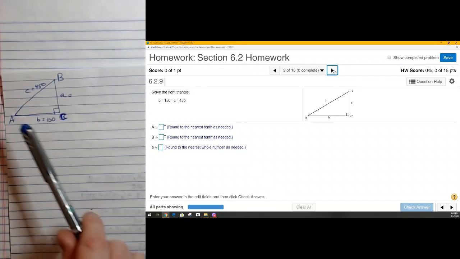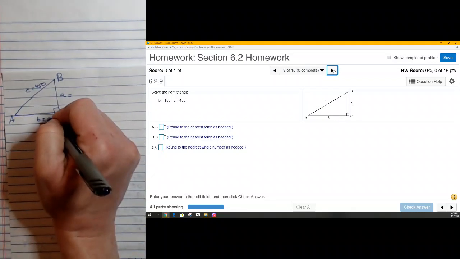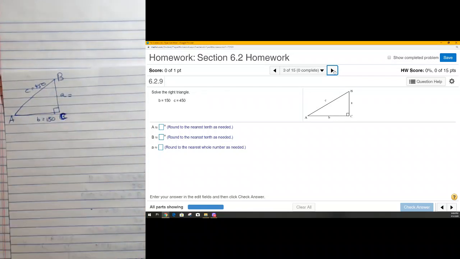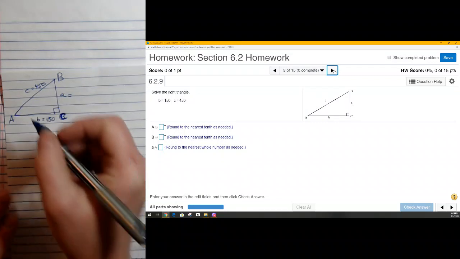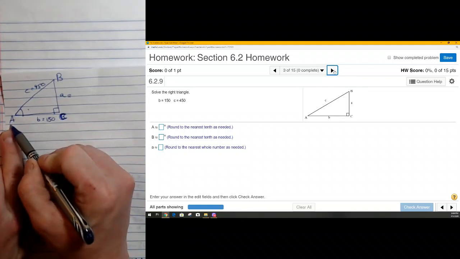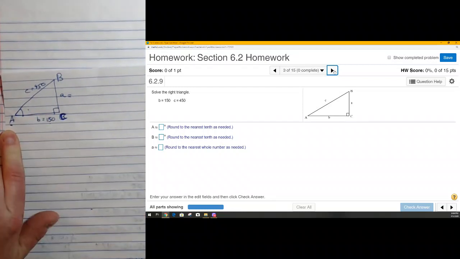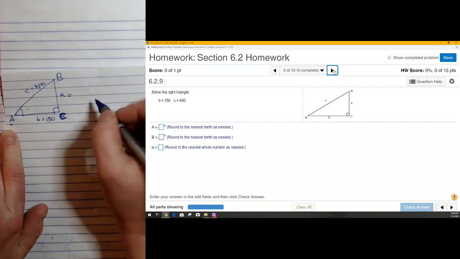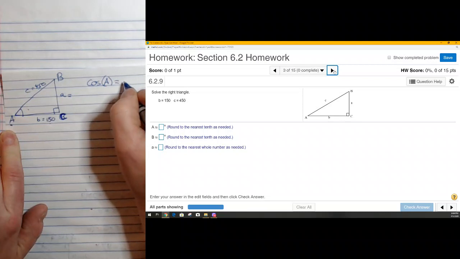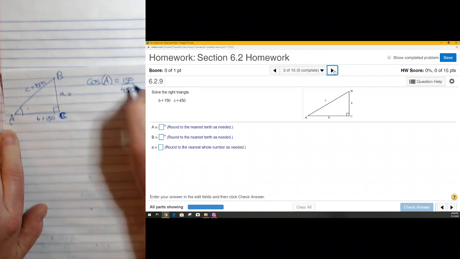So now I've got to find a, angle b, and angle a. So, which trig function do we need? Well, let's find angle A. The cosine of angle A is equal to 150 over 450. Okay, so cosine of angle A is equal to 150 over 450.